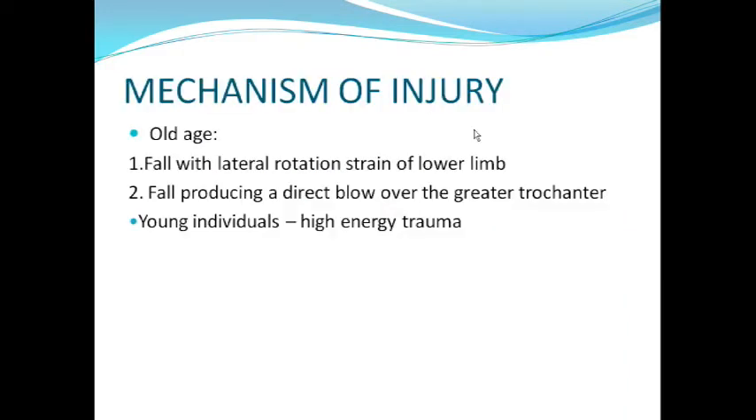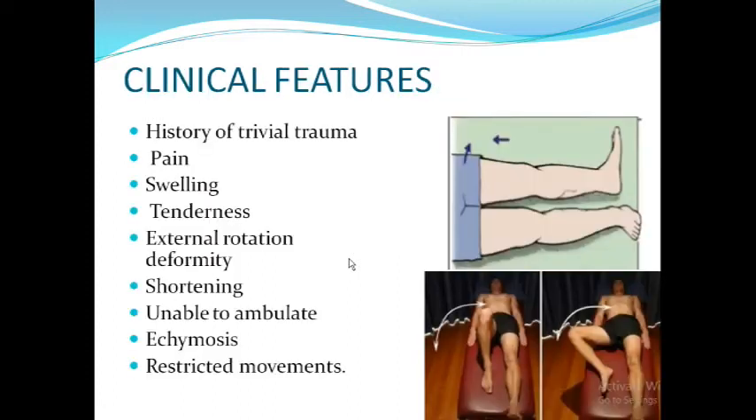Now what is the mechanism of injury? In old age, there is a fall with lateral rotation of the lower limb, or there may be a fall producing a direct blow over the greater trochanter. In young individuals, it is mostly due to high velocity trauma or road traffic accidents.